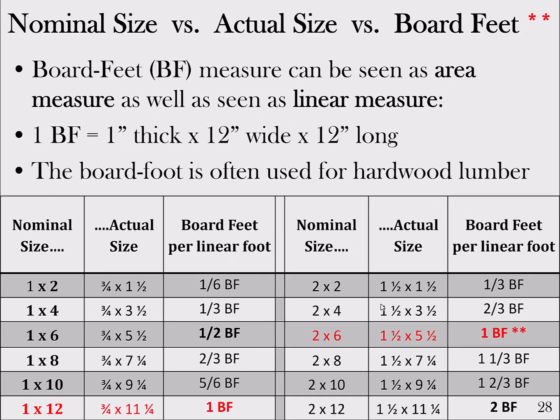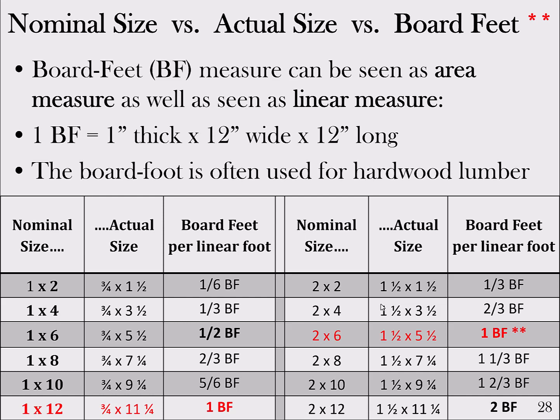So I've got a table here, and actually there's two tables. The first three columns are a table dealing with 1x material. Remember, for 1x material, the 1 inch number is the nominal number. Well, it's actually 3/4, so 3/4 material all the way down the column. On the second column, you see the actual size.